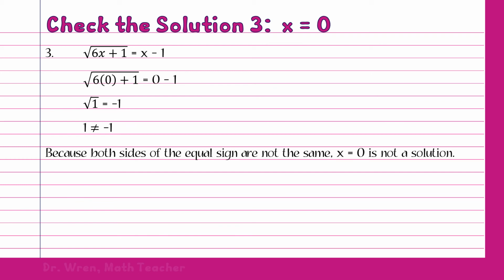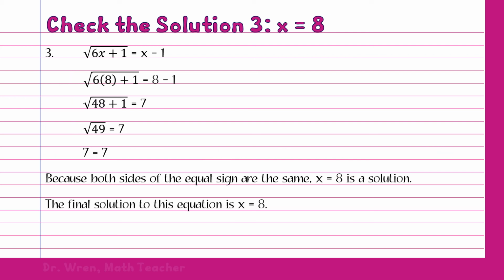Checking the solutions requires that we start with the original equation, the square root of 6x plus 1 equals x minus 1. Wherever we see x, we will put x equals 0. The rest is algebra until we arrive at 1 does not equal negative 1. Given that 1 does not equal negative 1, x equals 0 is not a solution.